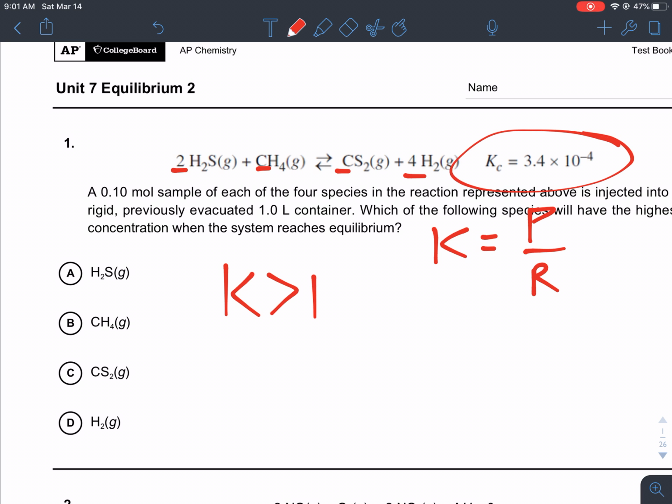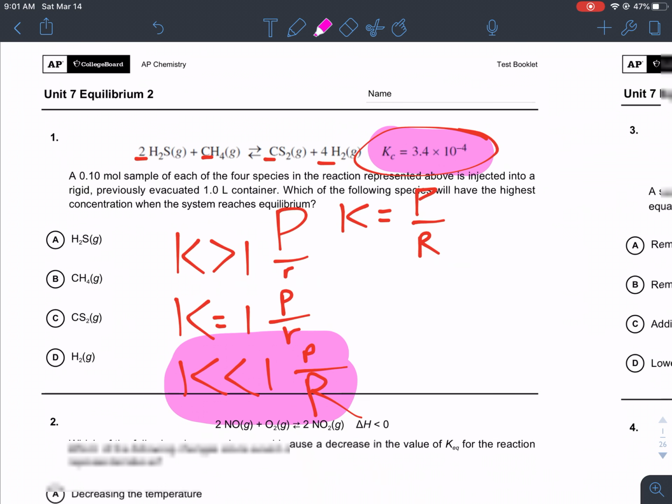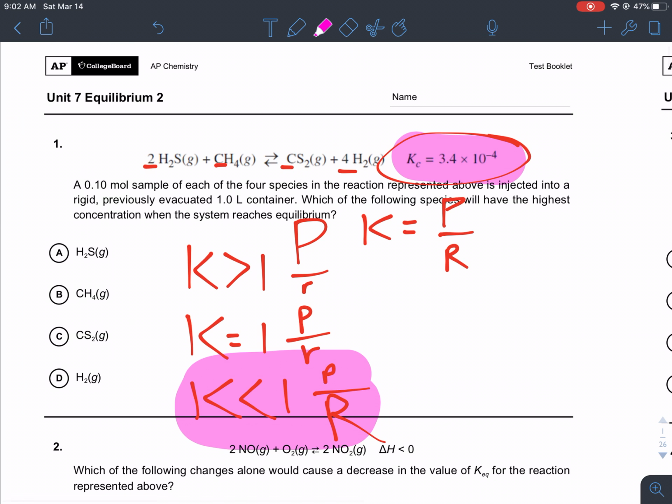that is greater than 1, it means you have a lot of product, very little reactant. If you have a K that is equal to 1, that means your products and your reactants are equal. And if you have a K that is less than 1, that means you have very little products, a whole lot of reactants, and that's the scenario that we have right now. We have a K that is less than 1, so we have a whole lot of reactant, not a lot of product. So let me kind of save this over here.